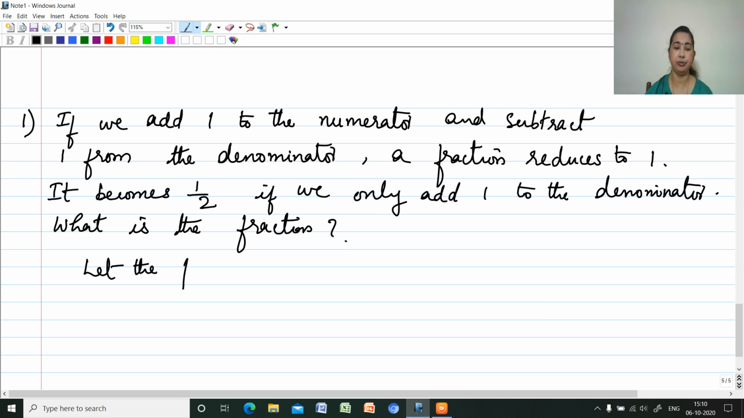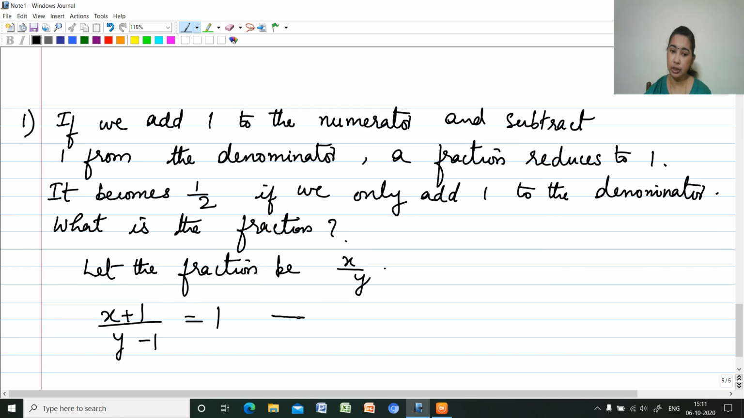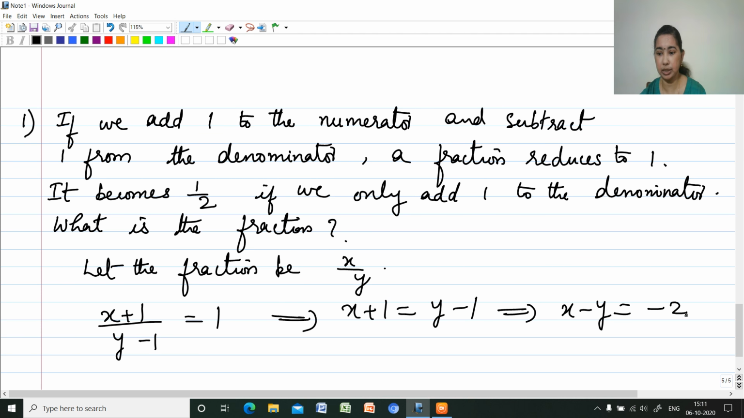Let the fraction be x by y. If we add 1 to the numerator, it becomes x plus 1, and if you subtract 1 from the denominator, it is y minus 1, equal to 1. So we can reduce this to a simple equation, that is x plus 1 is equal to y minus 1, and you can take all the variables to one side. So x minus y equal to minus 1 minus 1, that is minus 2. This is equation number 1.